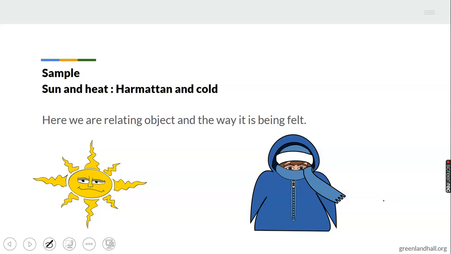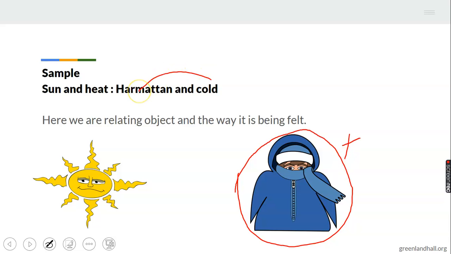I will show you some things again. See, now we have sun and heat, Amatan and cold. You can see this person here. What do you notice? She is feeling very cold, and that's why she's putting on cardigan. So this is Amatan related to cold. Why heat? Sun is related to heat. This is sun related to heat. Why Amatan is related to cold.